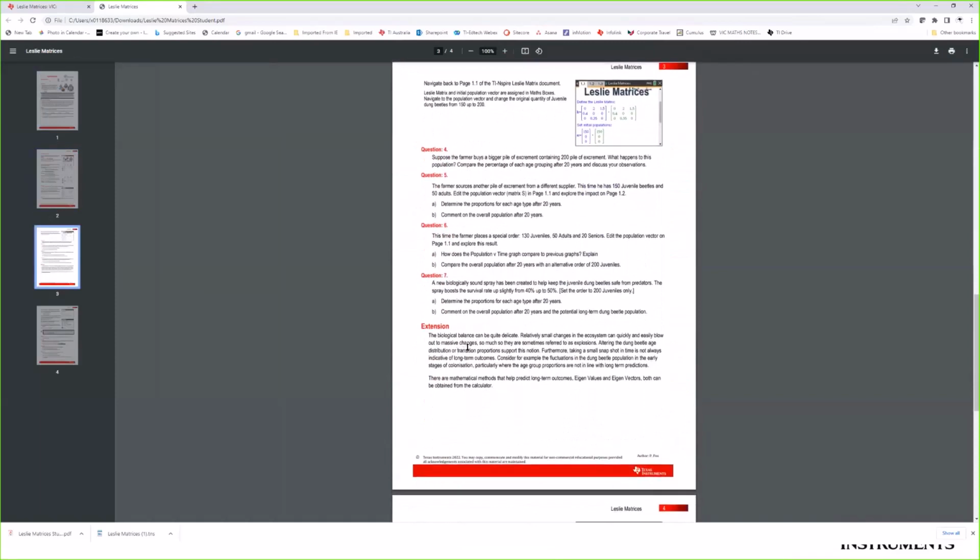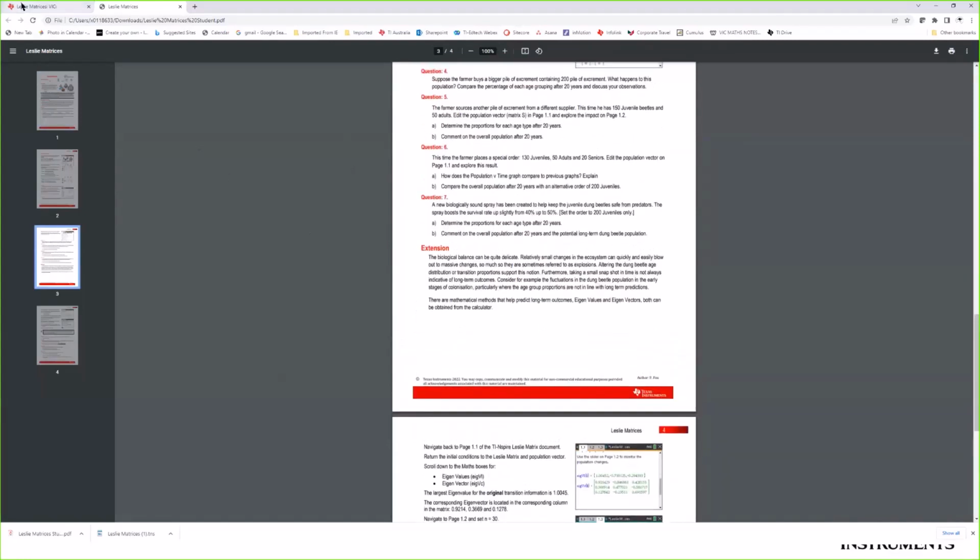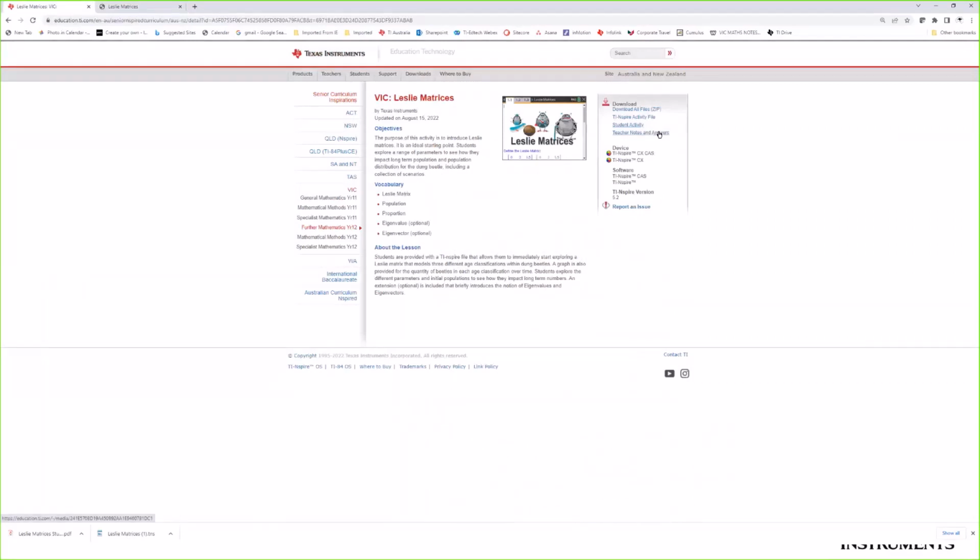The biological balance can be quite delicate, a relatively small change in the ecosystem, and then it asks them to go through, and it mentions the eigenvalues. So if you don't want students to go into that, just tell them not to do the extension. And of course, all the answers are on the teacher sheet, so don't show students where this is because then they'll be able to download the answers. And the TI-Nspire file that I've been using in this session is located right there. There are other activities introducing matrices, but that's the one on Leslie matrices.